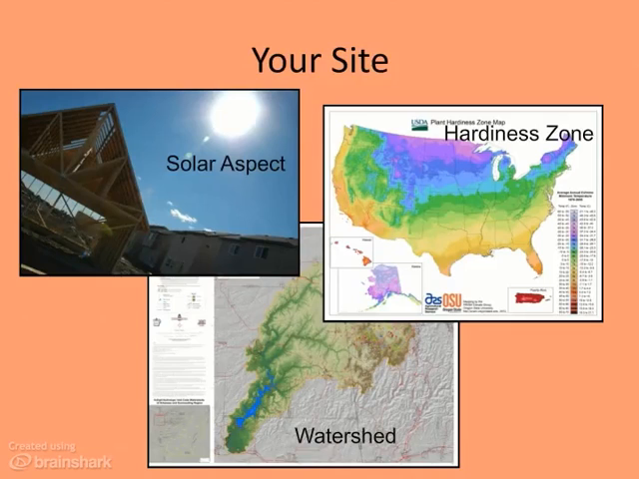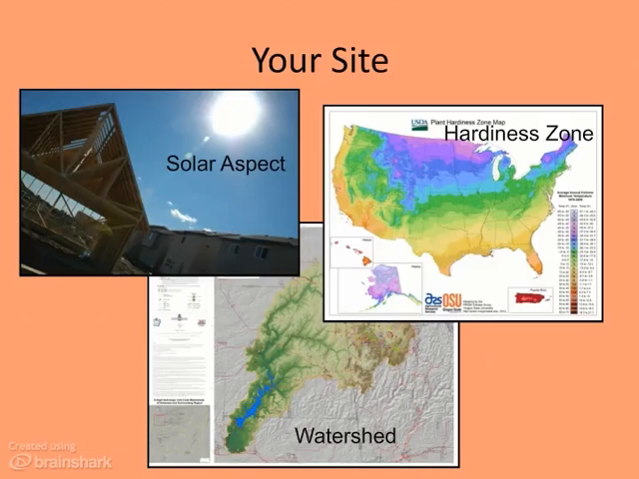The first few things that you'll want to determine about your site are the solar aspect, your climate hardiness zone, and the watershed that your site is a part of. Solar aspect refers to which compass direction your site faces, north, south, east, or west. A south-facing site is often considered to be ideal because it will receive the most solar radiation.